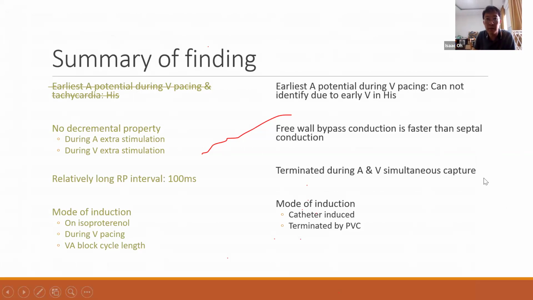Any additional findings during the second EP study? The earliest atrial potential we cannot identify due to the early and big V, and we cannot find a significant A potential in the His. During the different positions of the RV catheter in sinus rhythm, the free wall accessory pathway conduction is faster than the septal one. And during tachycardia, AV simultaneous capture terminated the tachycardia. This time it was easily induced with the catheter and terminated by multiple premature beats.